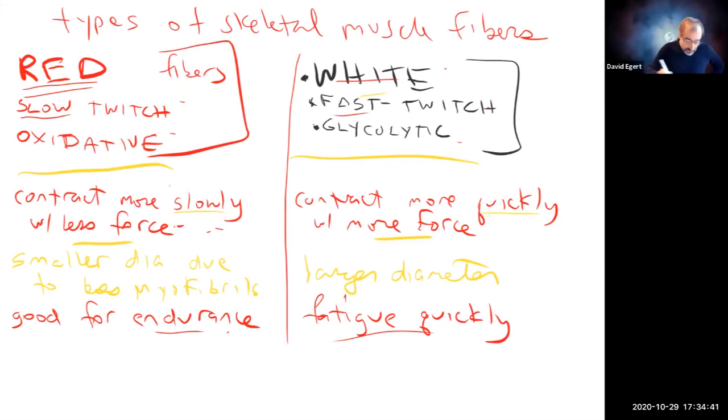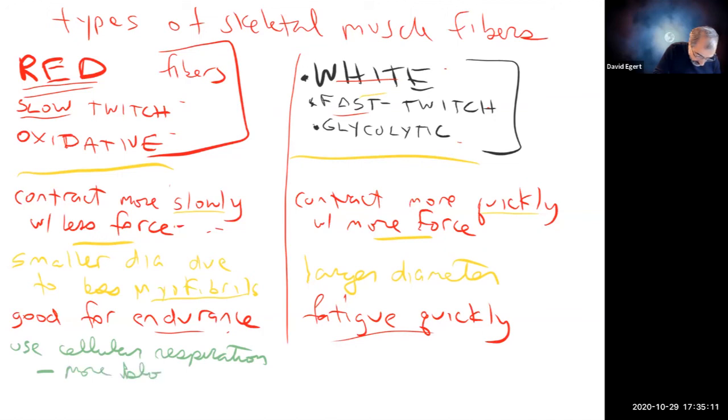Other things, because these have fewer myofibrils and aren't going to be as ATP hungry, these tend to use cellular respiration to make ATP, because it's good enough, which means they're going to have more blood vessels to bring the oxygen in.